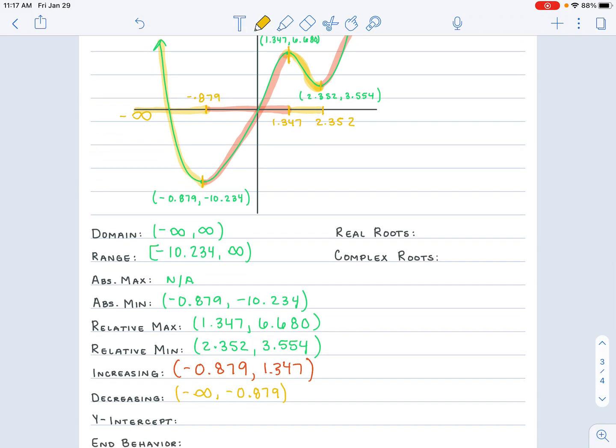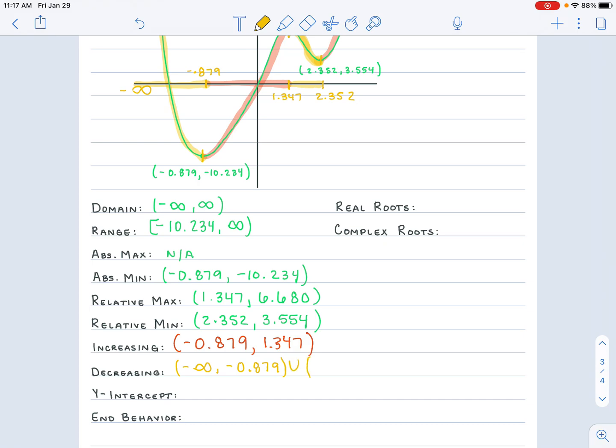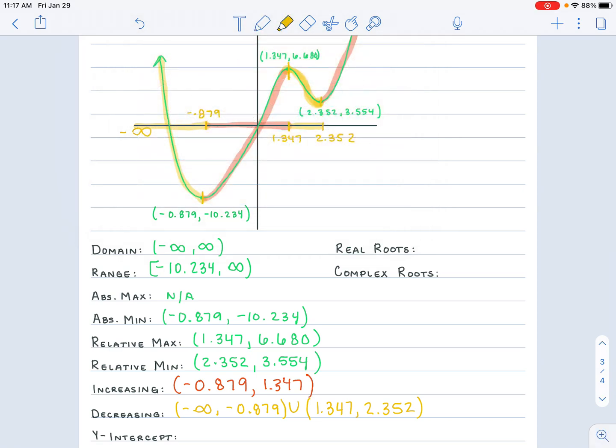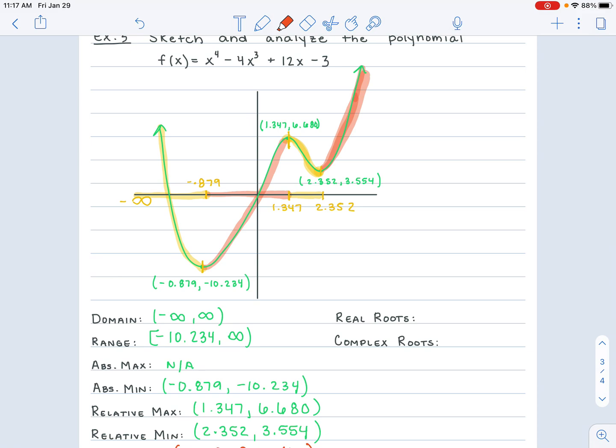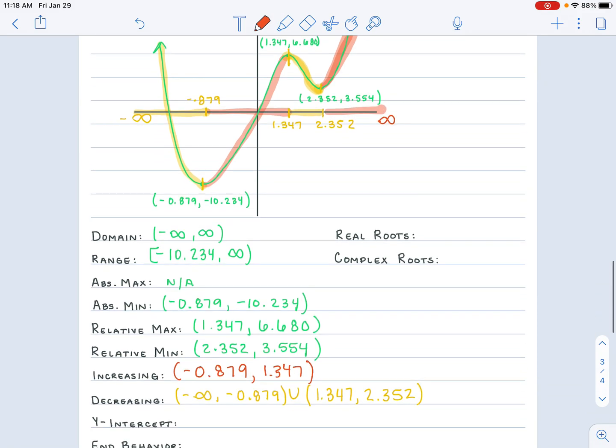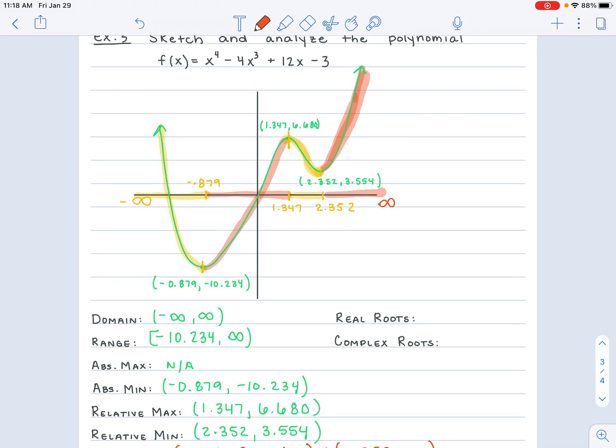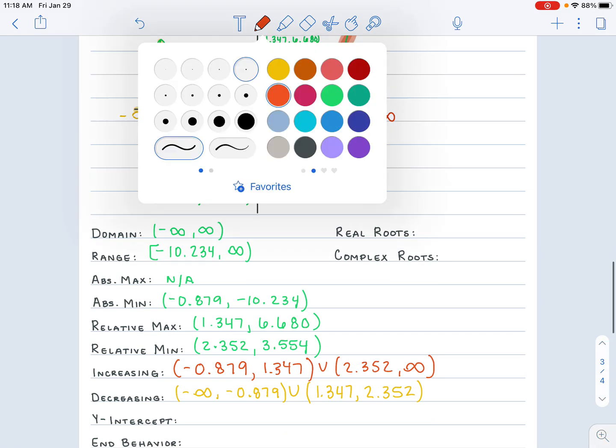Then at that point, we start to decrease again. So from here to here is decreasing. So from 1.347 to 2.352 would be decreasing. And then finally, we begin to increase again. So from here to there is going to be increasing. Remember, this is going to be a positive infinity over here. So I'd say my increasing interval is going to be 2.352 to infinity.